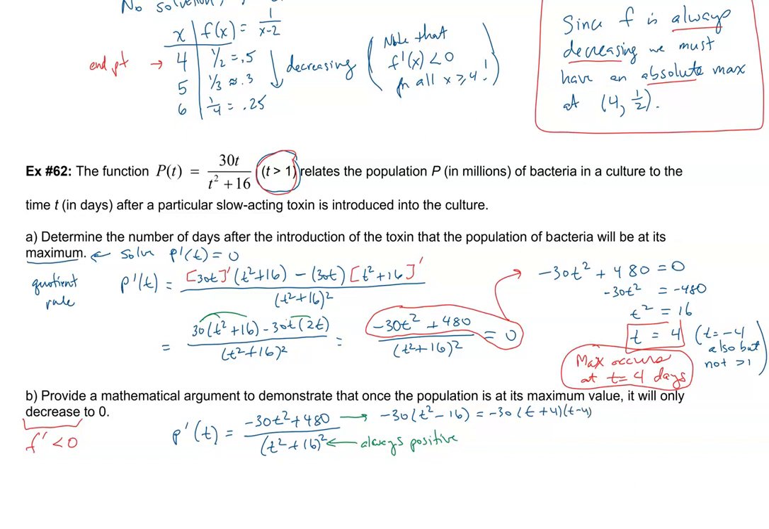And then I can make a little sign chart. And I'm just going to squish this in here. Know that this is not that important to get. But as I work on this, I will get that this is going to be negative followed by positive followed by negative. So in particular, we're asked once the population is at the max, which we know occurs at 4, then the derivative is less than 0, so f itself is decreasing.